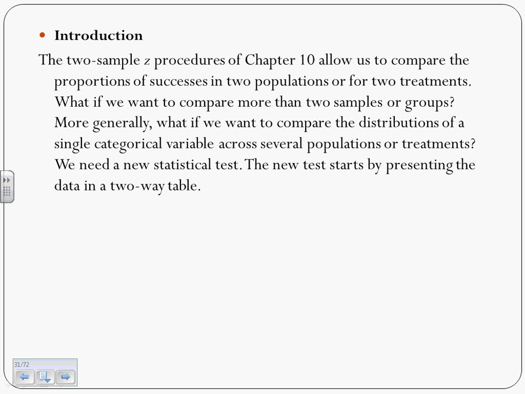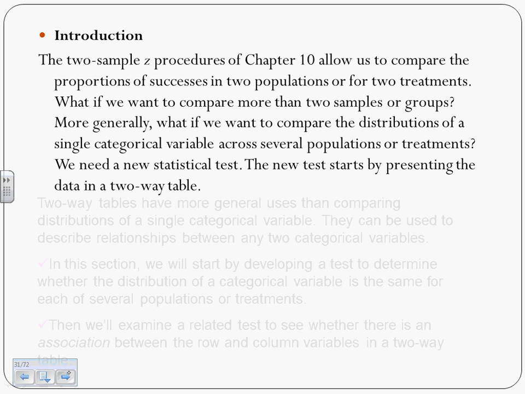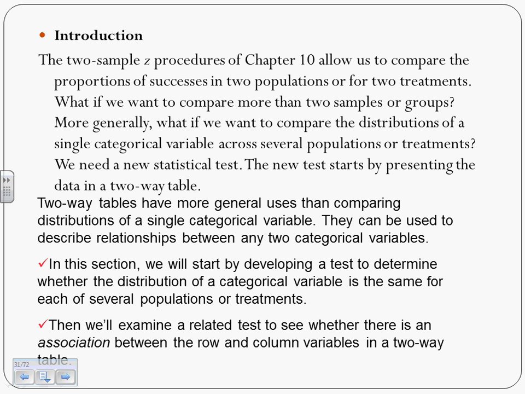So we need a new statistical test, and this one is going to be when you have data basically all in a two-way table. Two-way tables have more general uses than comparing distributions of a single categorical variable. They can be used to describe relationships between any two categorical variables. So in this section, we're going to see those relations.